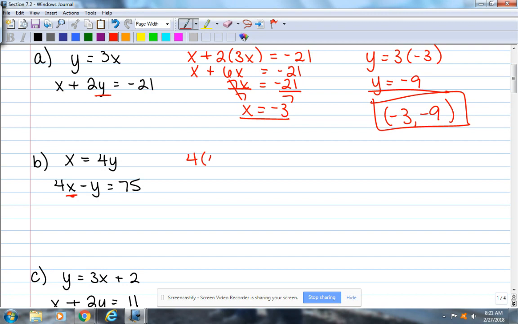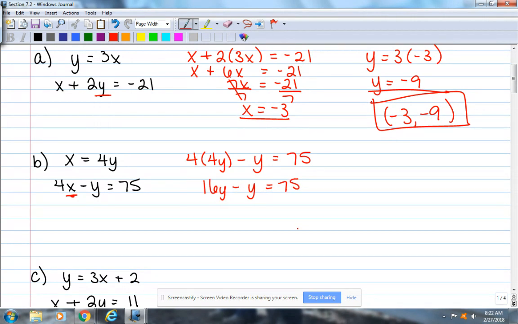So 4 times 4y minus y equals 75. Y'all understand my substitution there? When they had an x, I plugged in a 4y. All right, now I'm down to only having one variable, so I'm going to work it out. What is 4 times 4y? Try again. 16y minus y equals 75.